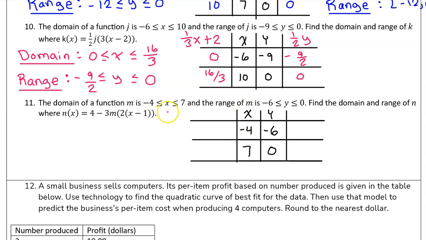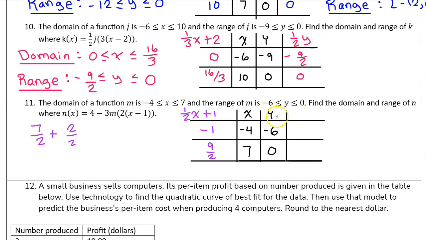Transformations that affect the x values will show up on the inside of the function, and they will be the opposite of what they appear. So multiplying by 2 is actually a horizontal dilation by a factor of 1/2. So 1/2 x. X minus 1 means a horizontal translation by positive 1. So plus 1. Half of negative 4 is negative 2. Plus 1 is negative 1. Half of 7 is 7 over 2. Plus 1 is the same as plus 2 over 2, which is 9 over 2.